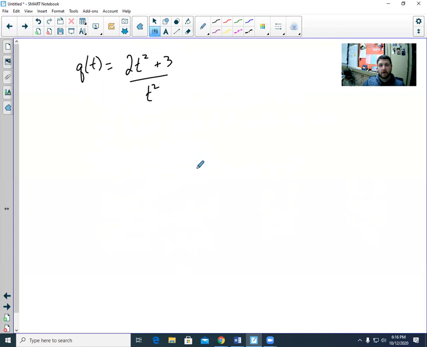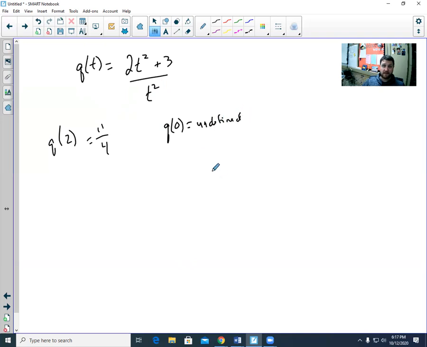Now, we could try a bunch of different things, but if we try q of 2, let's say, I would just plug 2 into this equation. So 2 squared is 4, 2 times 4 is 8, 8 plus 3 is 11, over 2 squared is 4. So q of 2 would just end up being 11 over 4. If I tried to plug in something like q of 0, we should notice that if we plug 0 into here, it doesn't matter what the top looks like, because if it's 0 in the denominator, that means this is going to be undefined.